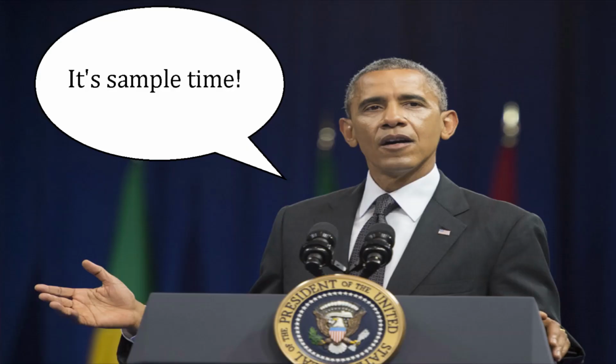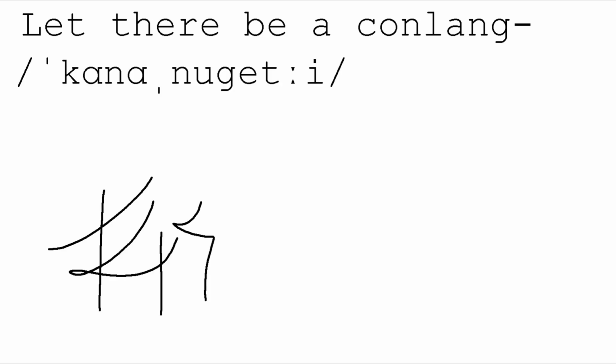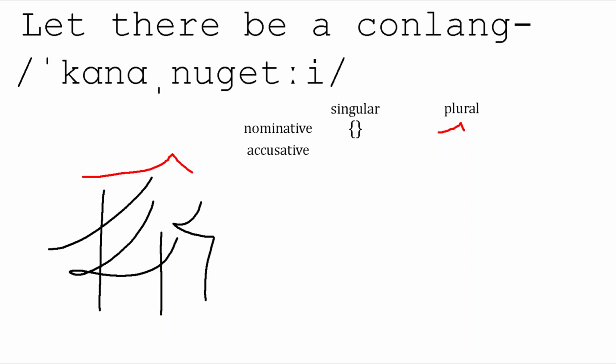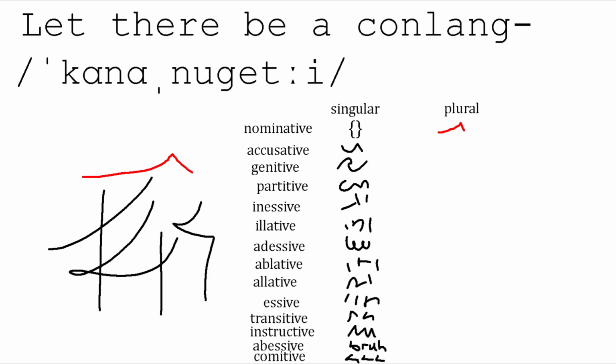Let's do a quick sample time. Let there be a conlang with the morpheme pronounced kananugeti, written with this glyph. Now, this would be the basic state. For simplicity's sake, we'll say it's nominative and singular, and maybe to show plurality, the character would be modified to this. This conlang would naturally have more cases than nominative, such as the accusative, genitive, partitive, inessive, illative, adessive, ablative, allative, essive, translative, instructive, abessive, and comitative cases, which would all have their own modifications of the original morpheme, perhaps like this.